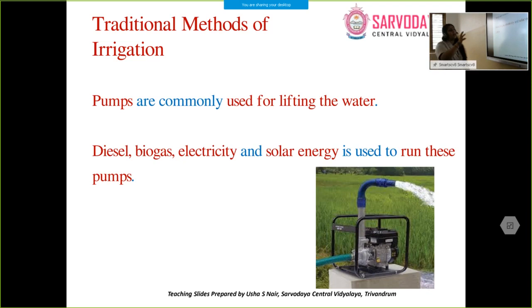Normally, pumps are commonly used for lifting water because that is easier and better. And to run these pumps, you need something, right? You can't just take the pump and keep it there. We need diesel, biogas, electricity, and solar energy to run these pumps. You can see an image there. Pumps are used for lifting the water. This is common in most of the fields. It becomes easier. But to run these, they need diesel, biogas, electricity and solar energy. I hope you all are with me.